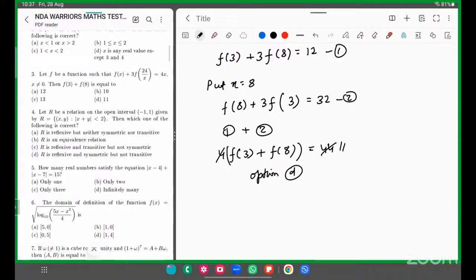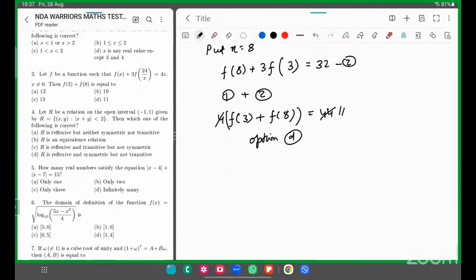Next, question number 4. Let R be a relation on the open interval minus 1 to 1, given by R = {(x, y) such that mod of x plus y is less than 2}. Then which one of the following is correct? We have to check whether the given relation is reflexive, symmetric, or transitive. And how can we do it? For reflexive, we are going to replace that y value with x only. So just put that value.